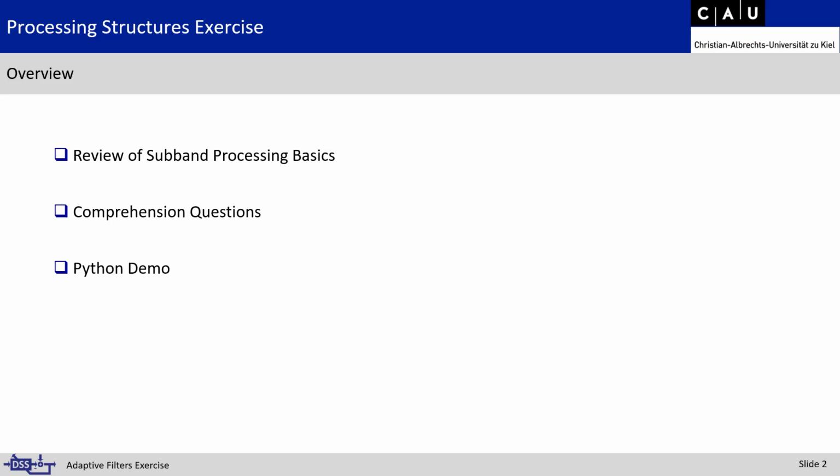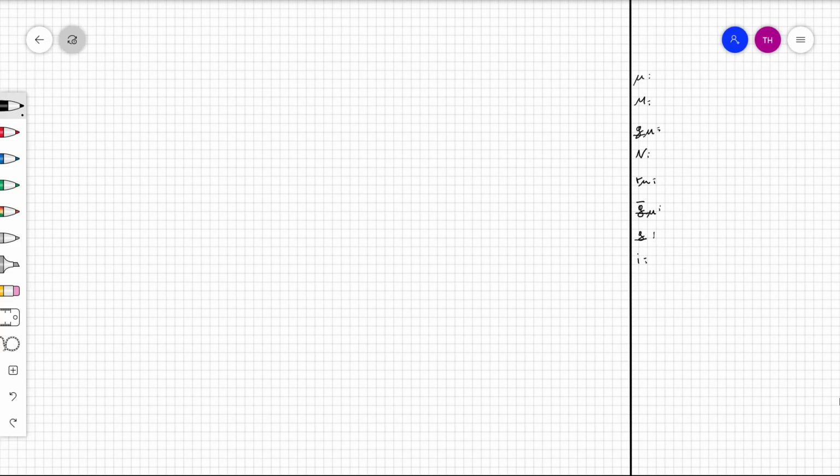So let's get started. When we talk about subband processing, we split our signal into several subbands, and we can look now at one subband to review the basics of subband processing. So when we have a subband index mu, and this mu is between 0 and m, where m is the number of subbands that we're looking at, then we can look at the following processing chain for each subband, and here we just look at our subband mu.